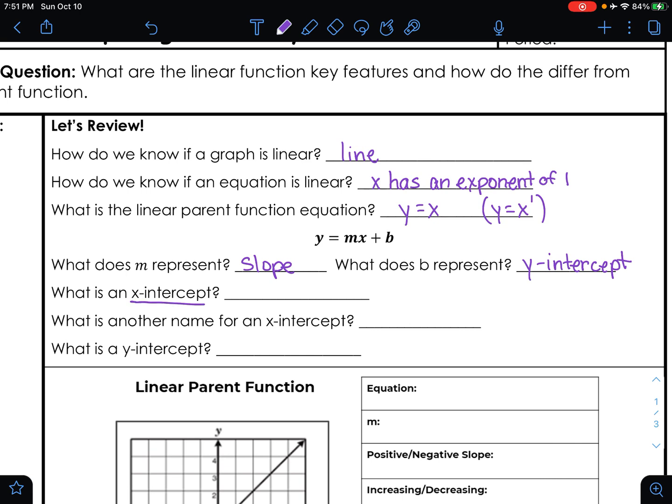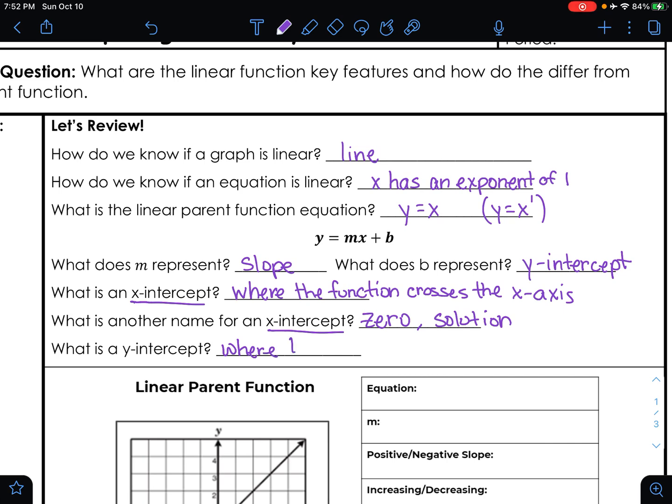What is an x-intercept? Well, what is another word for an x-intercept? That is 0. But an x-intercept is where it crosses the x-axis. Okay, what is another name for an x-intercept? There we go. Okay, we have two other names. 0 is the most common one, and we also have solution. And what is a y-intercept? Where the function crosses the y-axis.